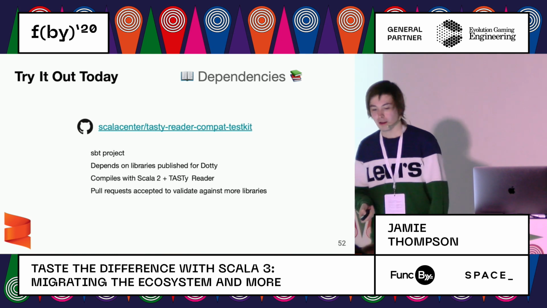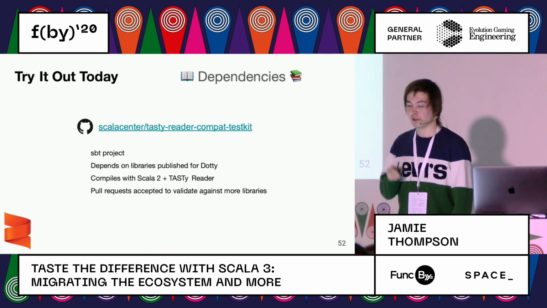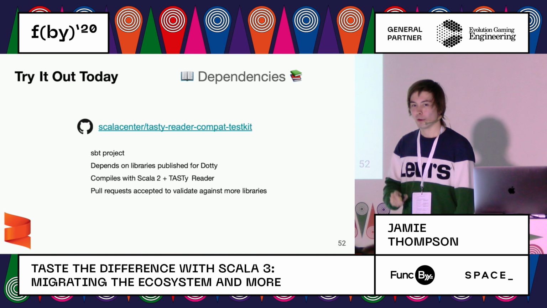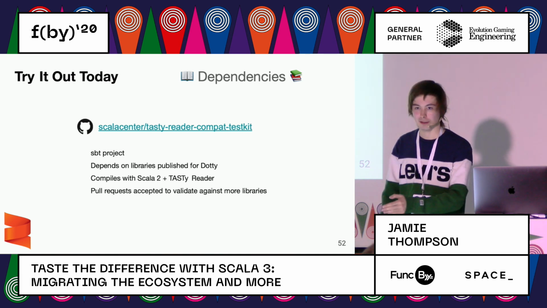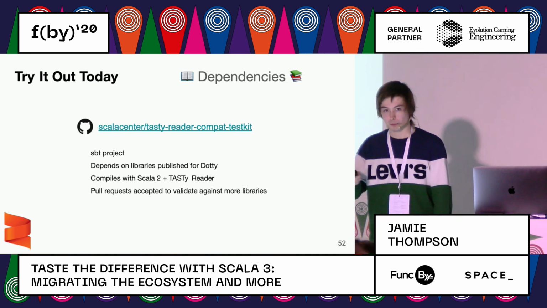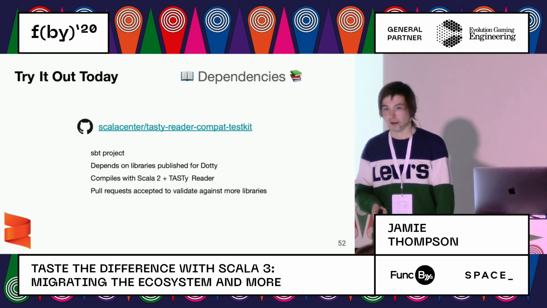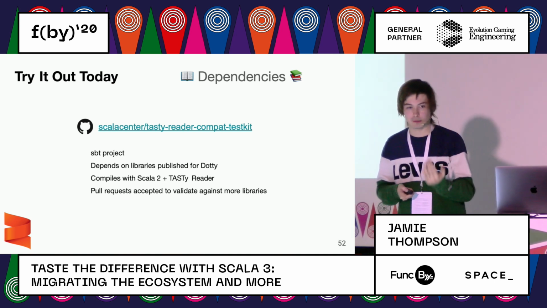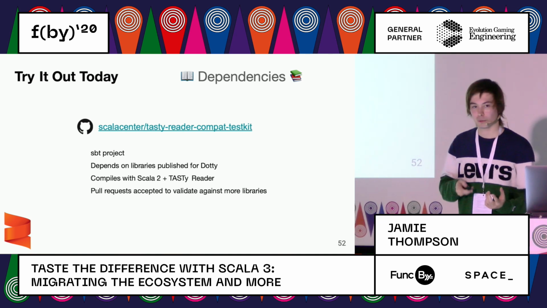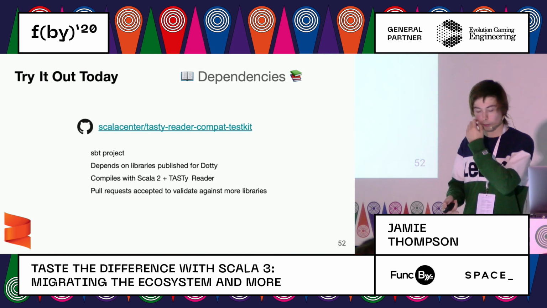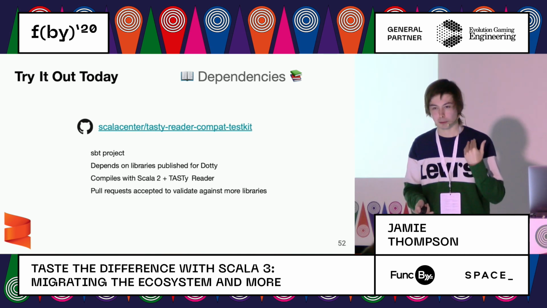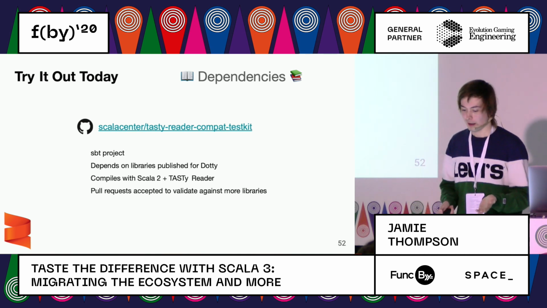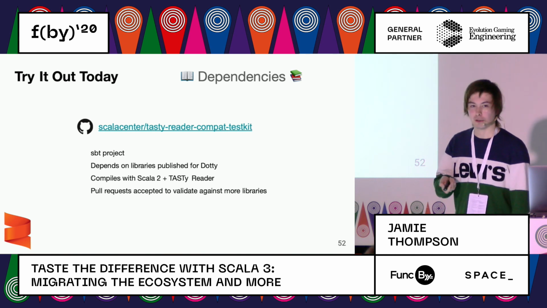a code base on GitHub that you can take a look at today. Scala Center Tasty Reader Compat Test Kit. This is just a basic SBT project, and we have dependencies that are published with Scala 3, and basically we want to add new libraries so that we can validate that our Scala 2 implementation does in fact work with all your libraries. So please submit a pull request with your own libraries, and we can help each other.